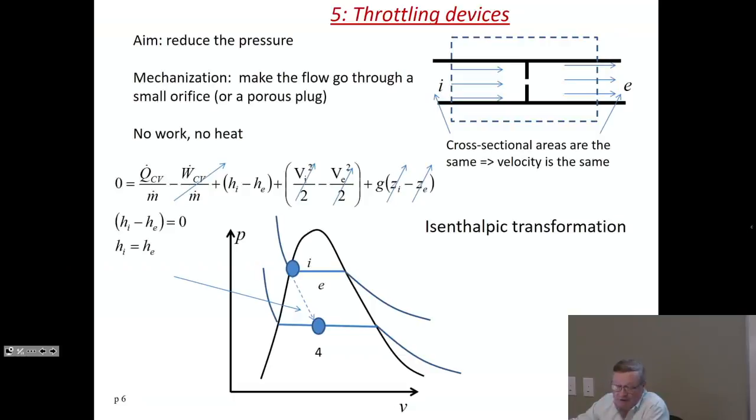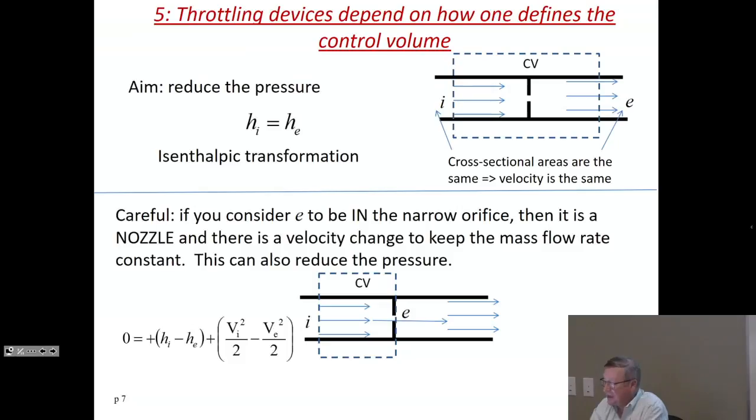Let's take a look at what that would mean in a PV diagram, which by now you're quite familiar with. Here is an isotherm, first isotherm. Here is the second isotherm in the PV diagram. And let's say that you start from this point here on the saturated liquid line. If you send that through a throttle, your isenthalpic transformation will get you here. That's what it looks like on a PV diagram. And that's what a throttle does.